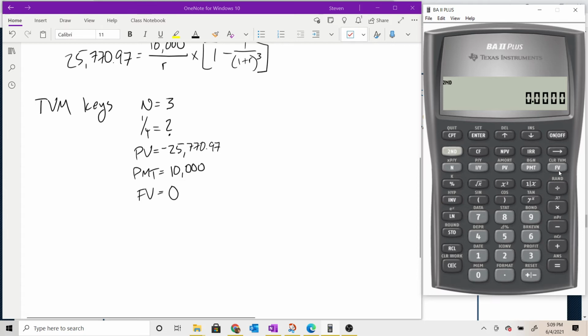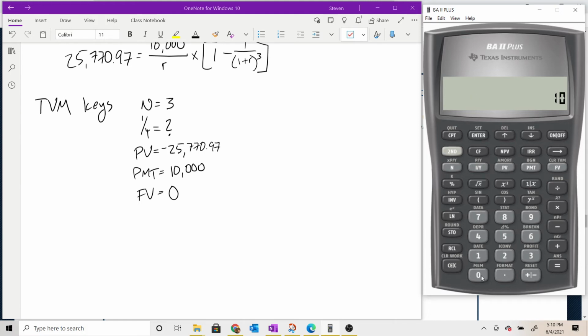We're going to start by clearing out the time value money keys, recording zeros in all of them by hitting second and clear TVM. And then I'm going to work left to right. N is 3, so I press 3, and then N. I/Y is what I'm solving for, so I'm going to skip over it. Present value is 25,770.97. I'm going to press the plus minus key to make it negative, because from my perspective, it's a cash outflow. And then press the present value key to store it.